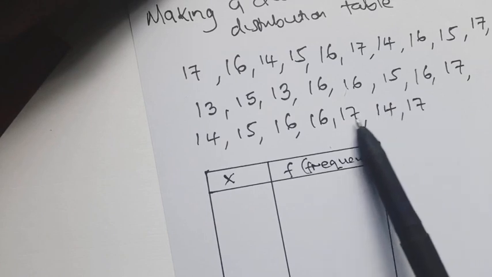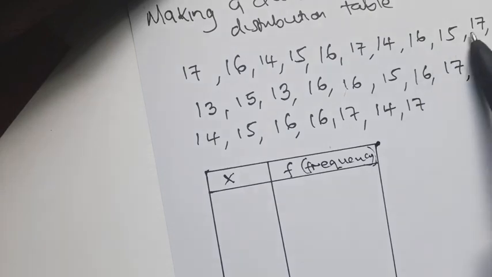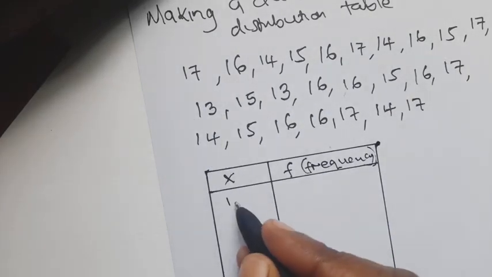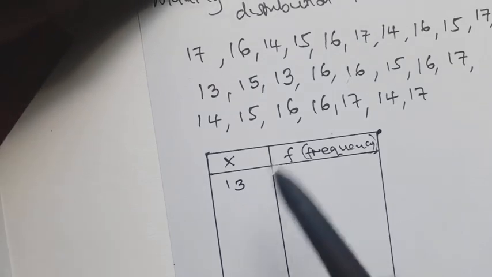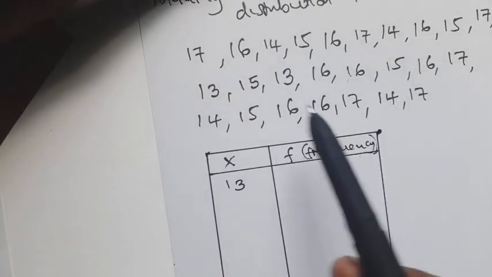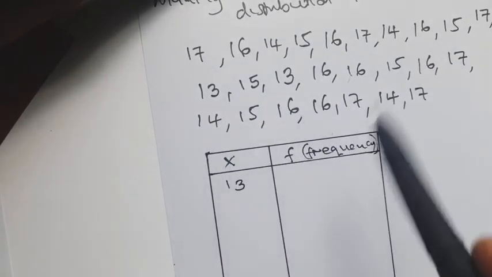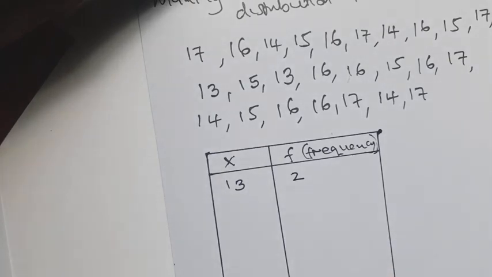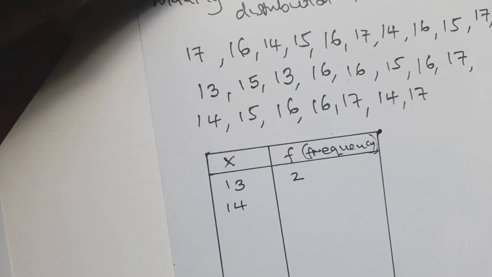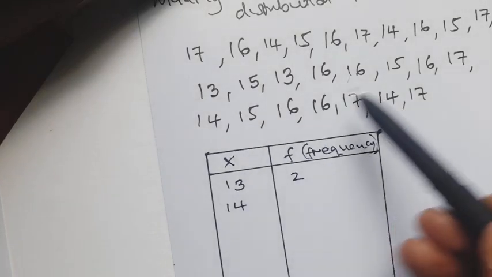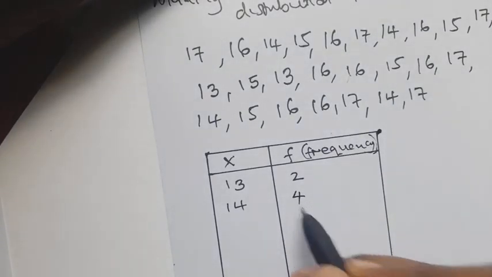So we shall first start with the lowest number. If you look at it, going through the data, you'll realize that 13 is the lowest. Once you have 13 as the lowest, you count how many times it's appearing to get its frequency. You can see it's appearing only 2 times. The next we have 14. How many times is 14 appearing? We can count: 1, 2, 3, 4. So it's appearing 4 times.